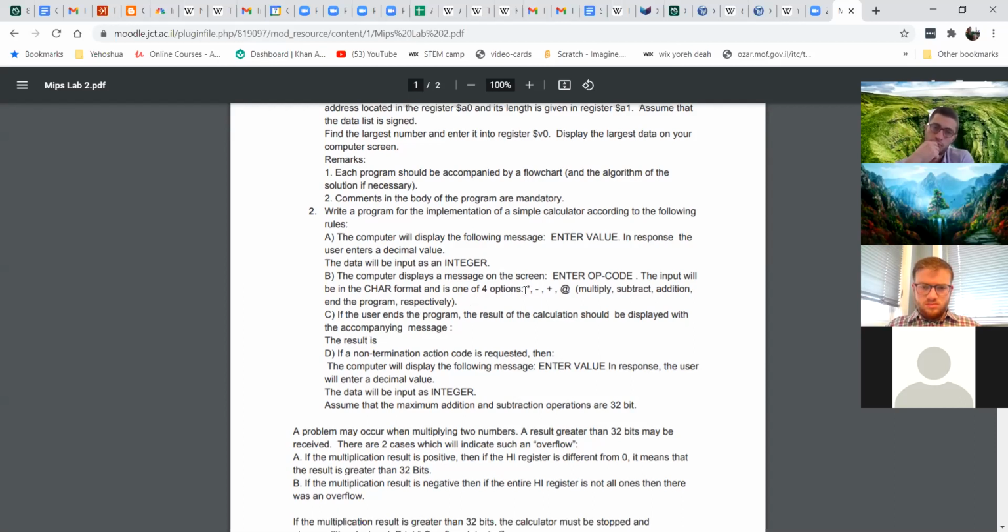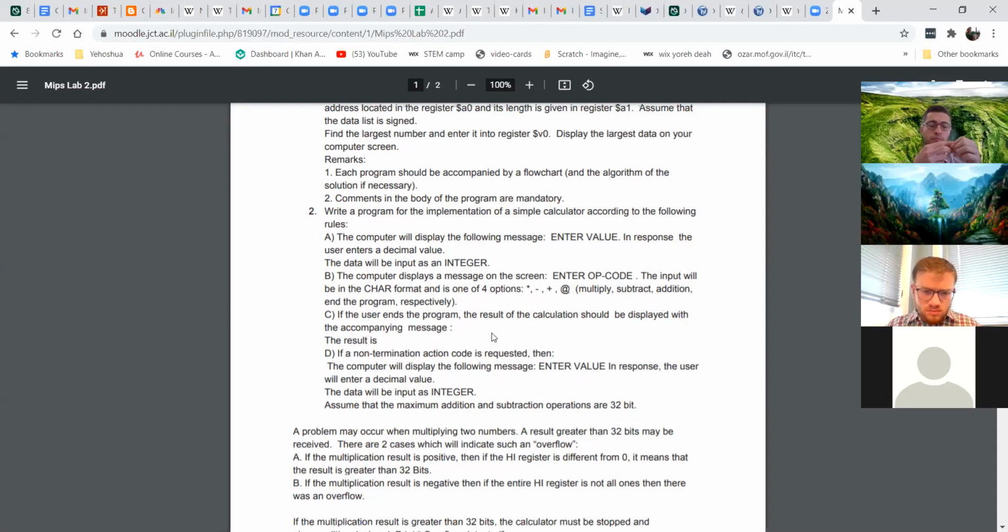So yeah, you can use addi. You could also use li, and then you're going to display the result. If a non-termination action code is requested, that means star, minus, or plus, then the computer will again say enter a value.